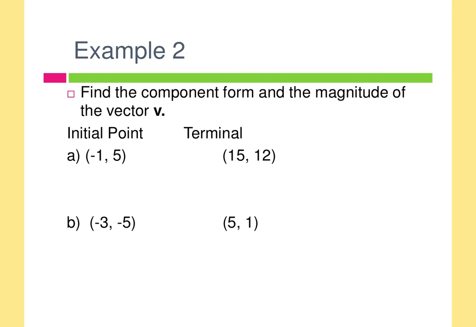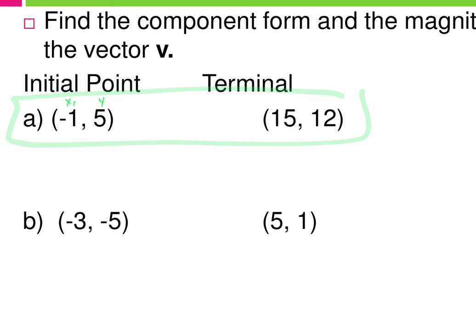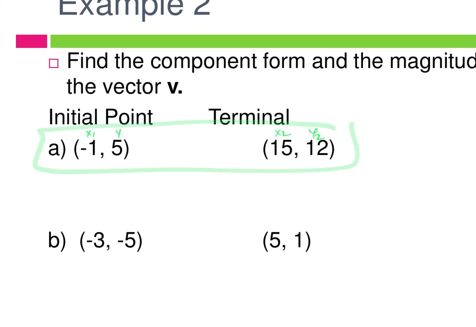So here I'm giving you initial and terminal, and it's asking for both the component form and the magnitude, okay? So for A, I'll do A with you, and then you're going to do B. For A, this would be my x1 and my y1, and this would be my x2 and my y2, and I know that because that's initial and terminal. So like the initial would be the 1. Initial is the negative 1, 5. Yeah. You mean the x1, y1? Yes.